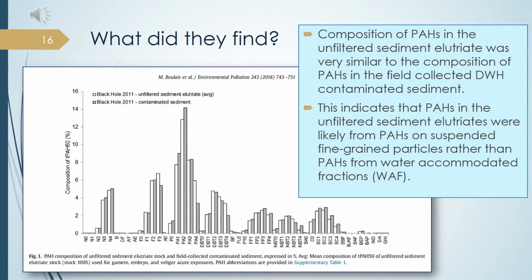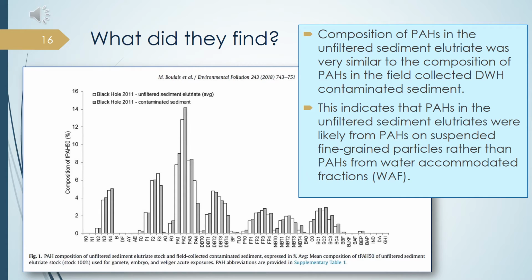So here we have the composition of PAH in the unfiltered sediment elutriate was very similar to the composition of PAHs in the field collected Deepwater Horizon contaminated sediment. This indicates that the PAHs in the unfiltered sediment elutriates were likely from the PAHs on the suspended fine-grained particles rather than the PAHs from the water accommodated fractions, which is a medium containing only the fraction of petroleum that remains in aqueous phase after mixing energy has been removed, and after a period sufficient for phase separation. So that's what that means.